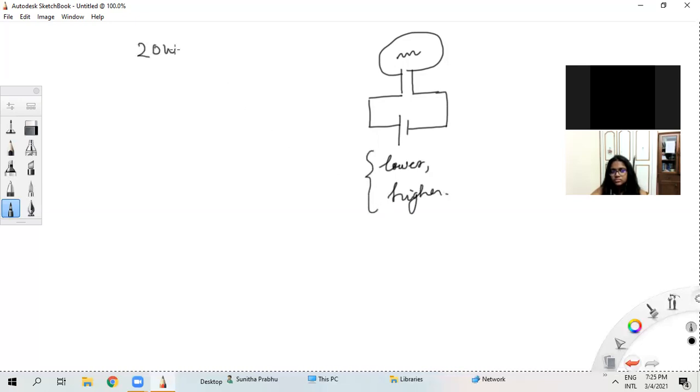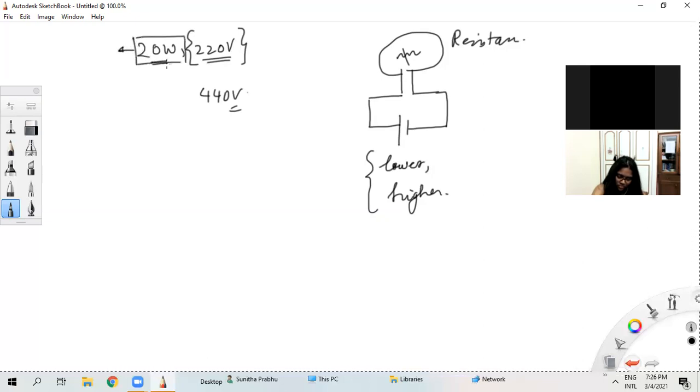When the manufacturer is telling 20 watt, 220 volt, he's telling you, connect this bulb only to a 220 volt source. Then it is going to give you the desired output of 20 watt, or 20 joules every second. If you connect it to a higher source, let's say by mistake you're putting it to 440 volt, then the bulb will fuse. Its resistance is fixed. If you increase the voltage, more current will flow and the thing might blow off. So when you are telling rated, it means please connect me to this voltage. And when you connect me across the right voltage, I am going to give you the desired power, which is nothing but 20 watt.